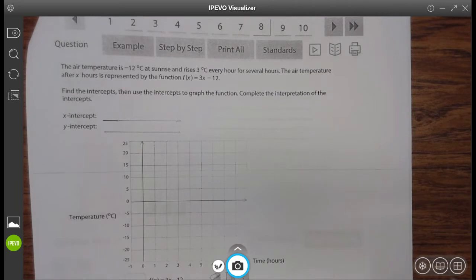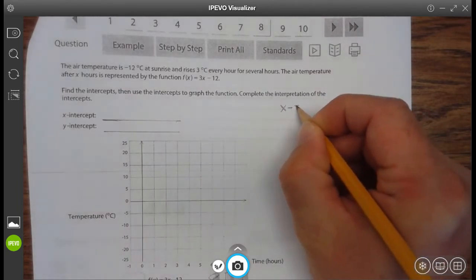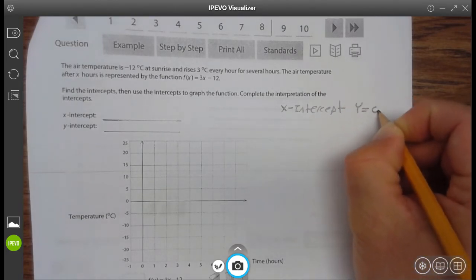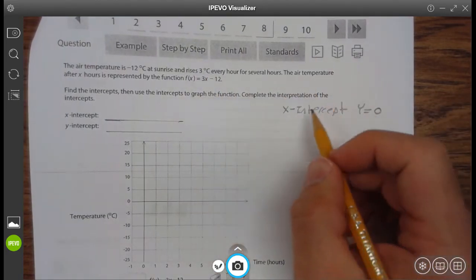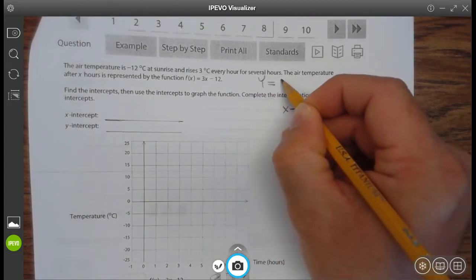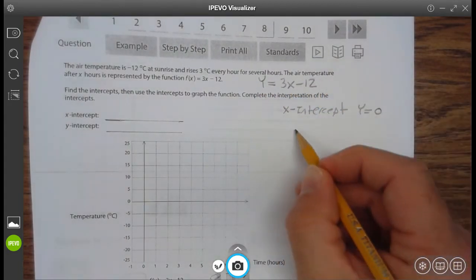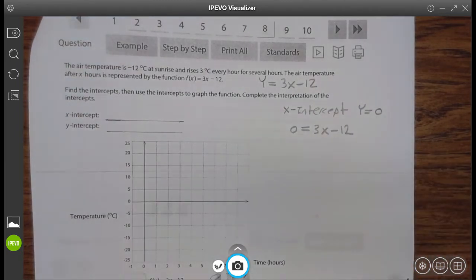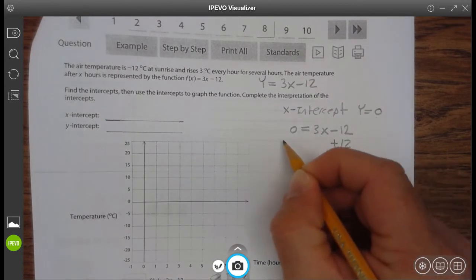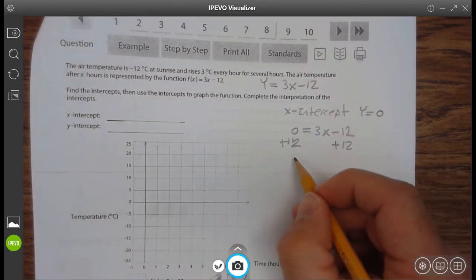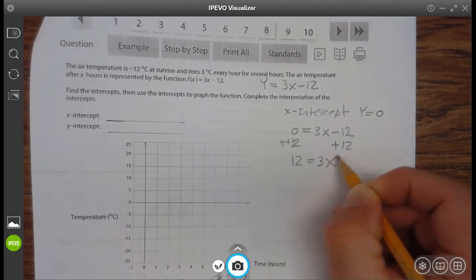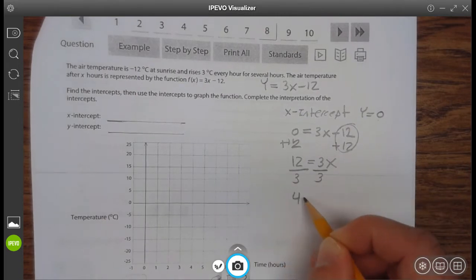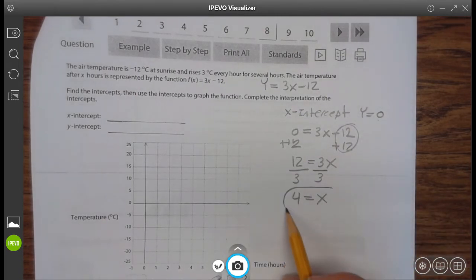Okay, so to find the x-intercept, we know that that's when y equals 0. So we're going to plug 0 in for f of x, because remember f of x, we can rewrite that as y equals 3x minus 12. So we have 0 equals 3x minus 12. We're going to solve for x, so we add 12 to both sides. 0 plus 12 is 12 equals 3x. That becomes 0. Divide both sides by 3. So our x-intercept is 4.